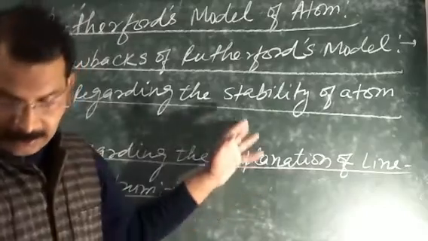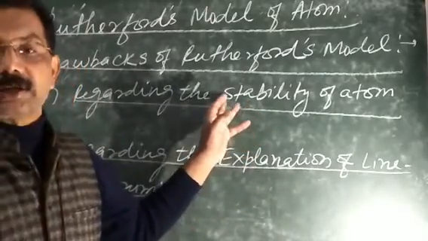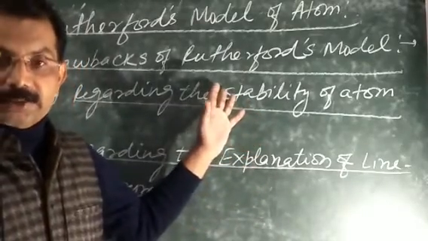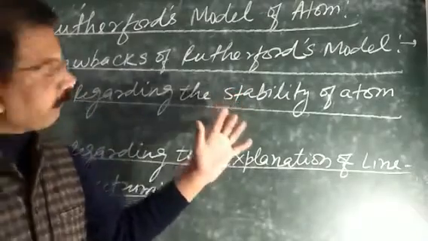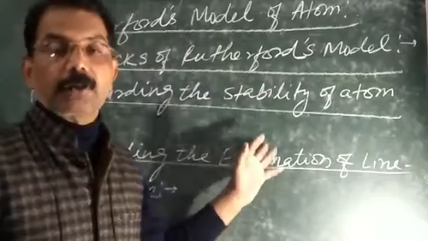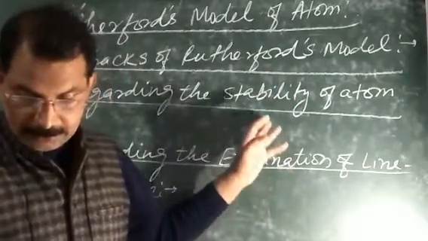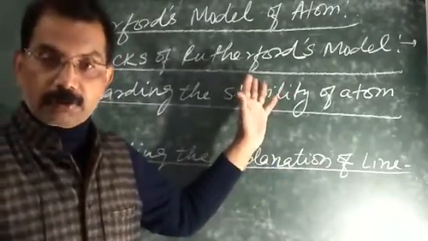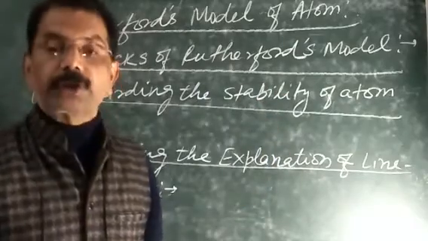And Niels Bohr, नील्स बोहर एक साइंटिस्ट थे जिन्होंने 1930 में ये दोनों प्रॉब्लम्स को रिमूव किया, the difficulties of the Rutherford model, and the model which was given by Niels Bohr, that one is called the Bohr's atomic model.